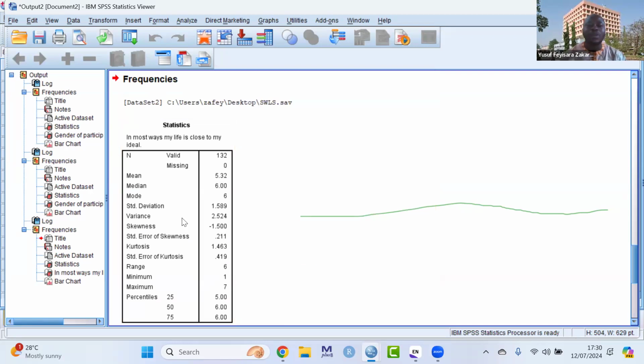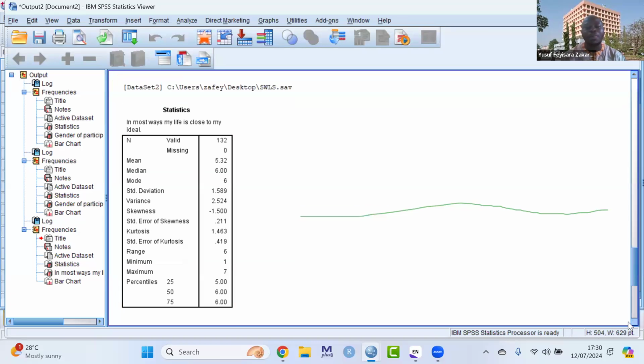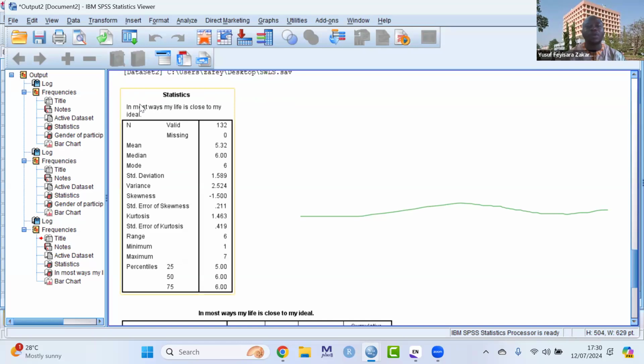Now, in fact, nice one for SPSS. It has compressed the whole table into one. Let's see how this one will go. Let's see the very first table we see. The question is, in most ways, my life is close to my ideal. Number of valid cases, we have 131. Okay, 132. That means everybody completes this question. There is no missing value. You can see missing is 0. Look at median, mean. The mean is 5.32. Just imagine you want to calculate this mean by hand. You know what it means? Let me just take you back to the data set.